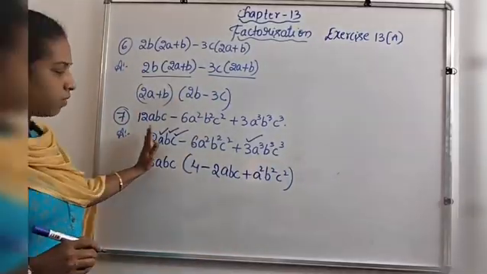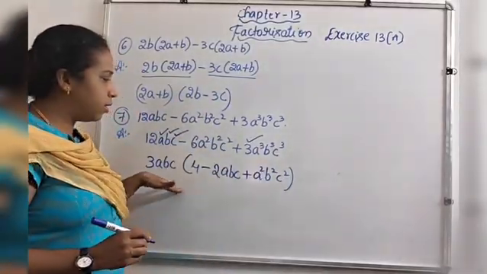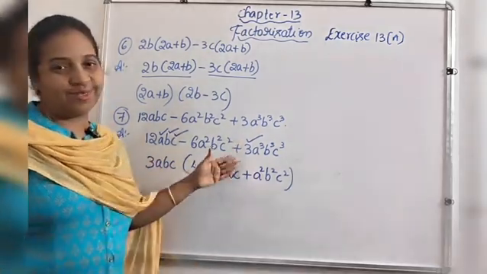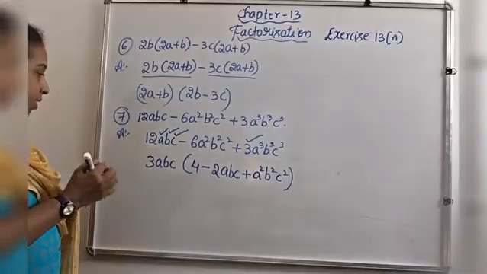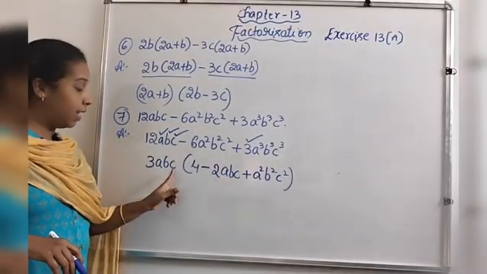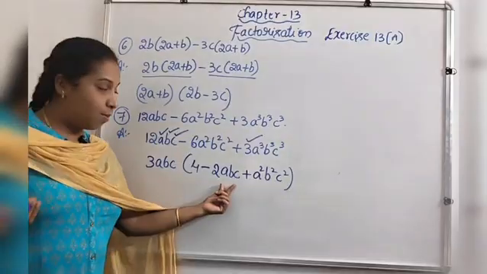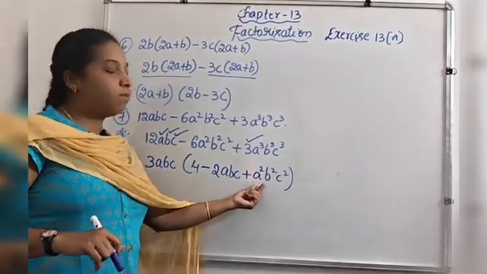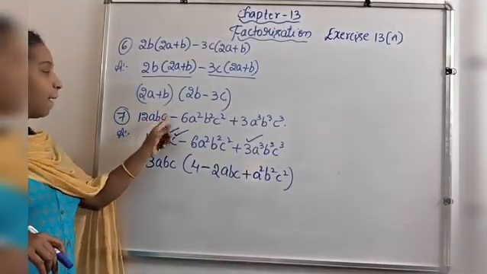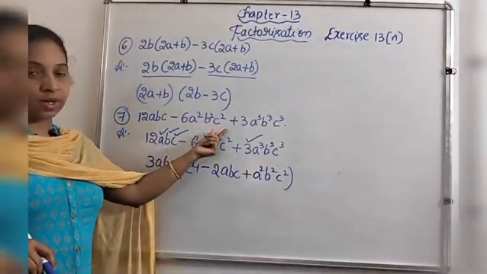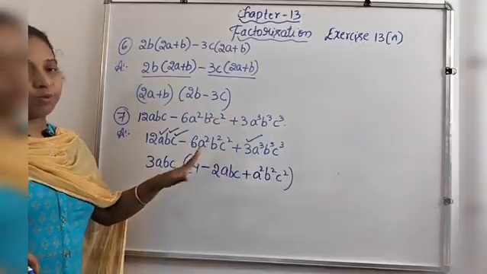Yes. So again, can you take out common here? No. So 3abc into 4 minus 2abc plus a square, b square, c square are the factors of 12abc minus 6a square, b square, c square plus 3a cube, b cube, c cube.